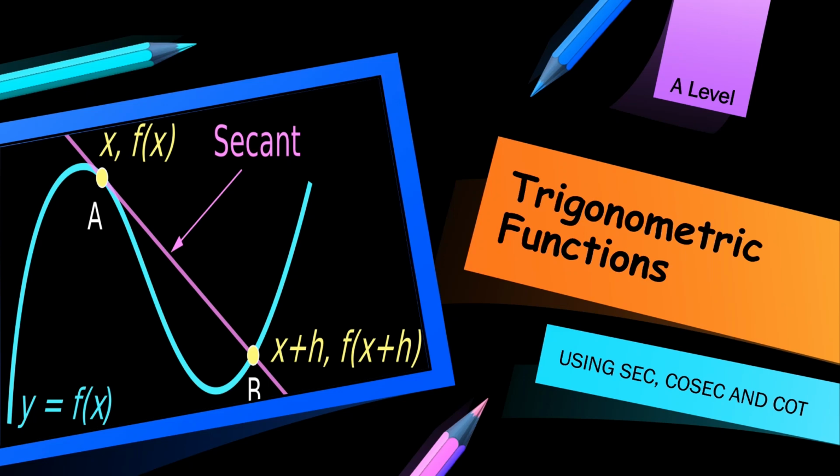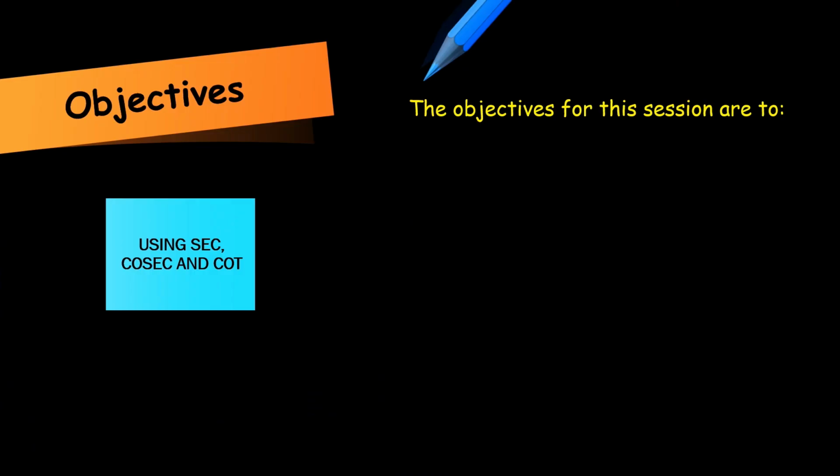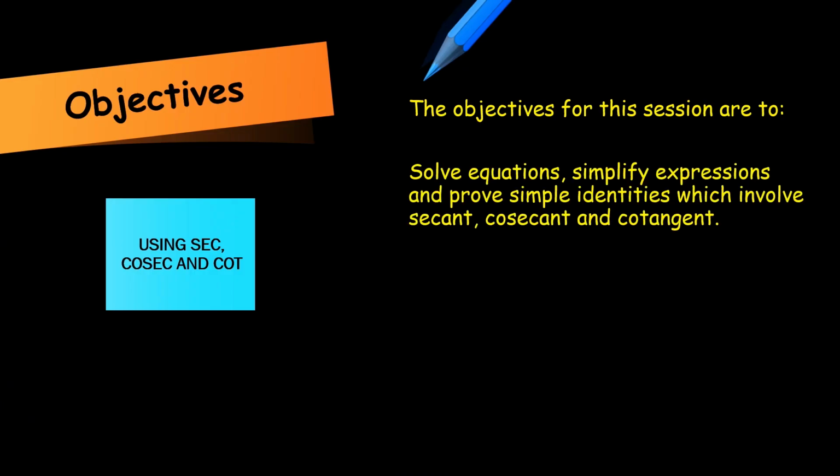Welcome to the session on trigonometric functions using sec, cosec and cot. The objectives for this session are to solve equations, simplify expressions and prove simple identities which involve secant, cosecant and cotangent.